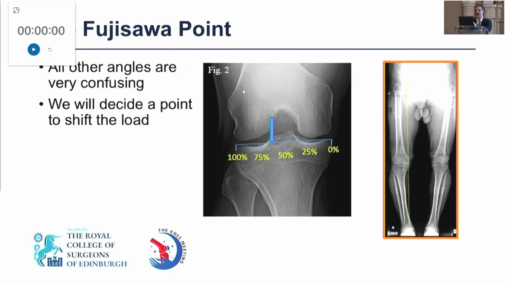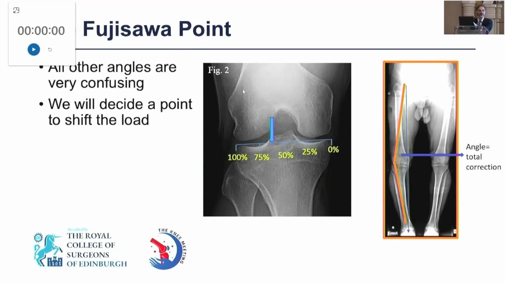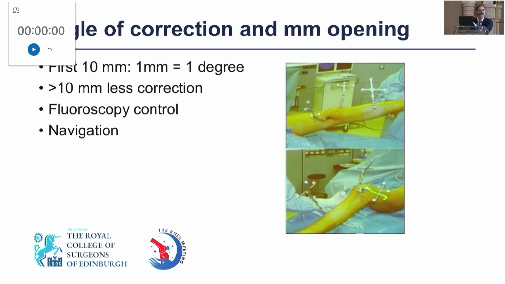This is quite useful because we end up using what we call the Fujisawa point, which is somewhere between 62.5 and 67.5 or whatever, and that people have found to be useful, which means that you've got a mechanical axis deviation or a plumb line, and you've made your angles. You've got the angle of correction, and that would be the desired angle of correction if you were using the Fujisawa point. Am I off time?